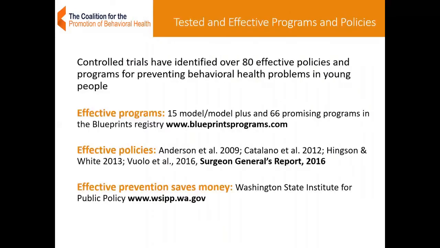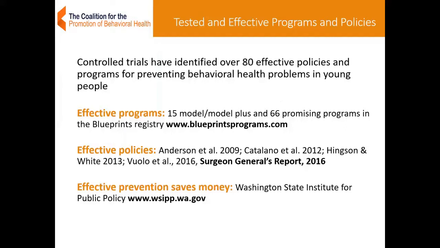We now know from controlled trials that have been conducted in the past several decades that there are more than 80 effective programs and policies out there that effectively prevent behavioral health problems in young people. A good place to learn about these effective programs is the University of Colorado at Boulder's Blueprints for Healthy Youth Development program and Blueprints Registry. It's shown here on this slide.